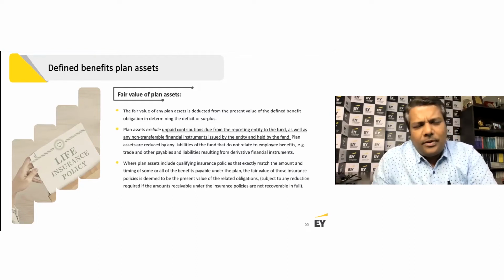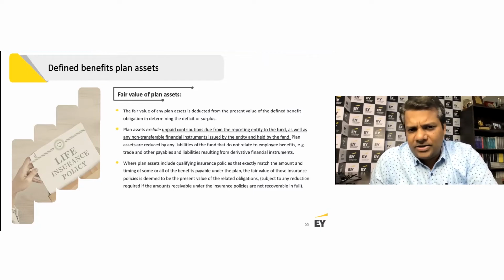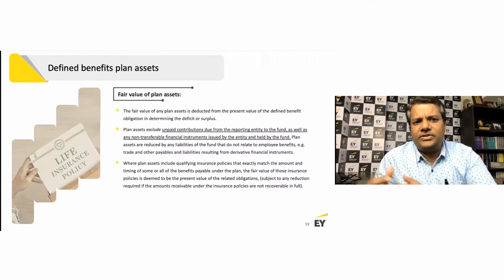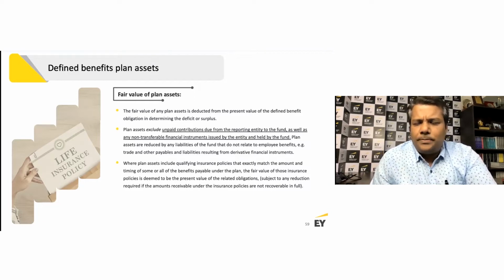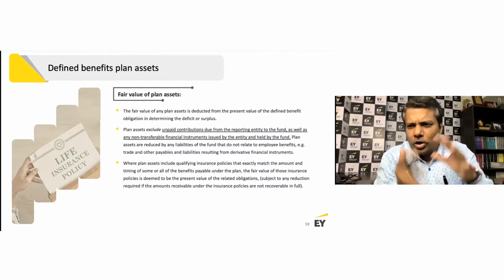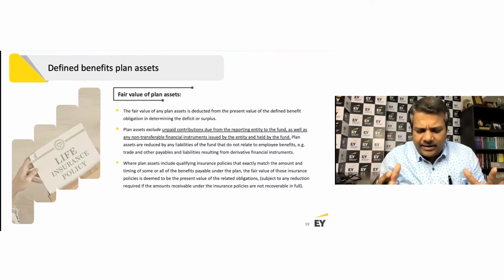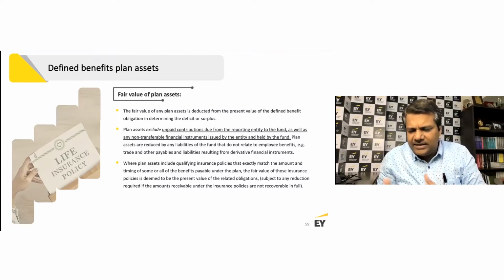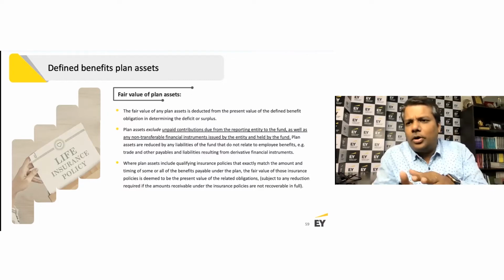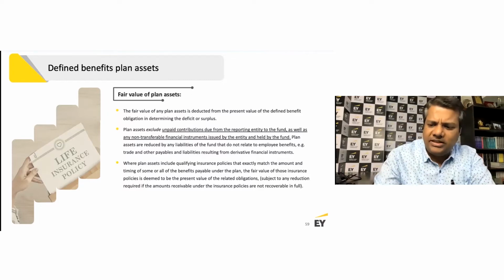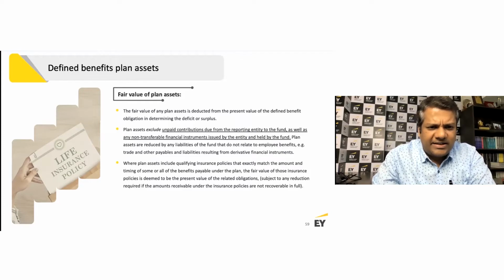So, where plan assets include qualifying insurance policies that exactly match the amount and timing of some or all of the benefits payable under the plan, the fair value of those insurance policies is deemed to be the present value of the related obligation. So again, you have to look at the contract and assess what all my rights are as part of the plan assets. All of that then needs to be fair valued. If there's anything which is an obligation, you have to reduce it. That's essentially what the principles are suggesting.